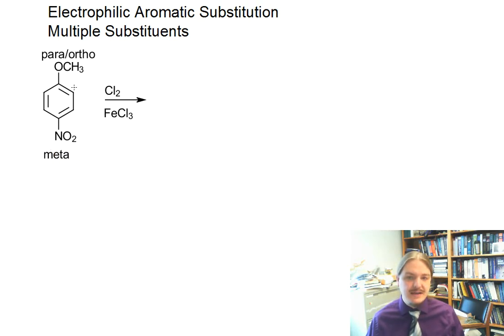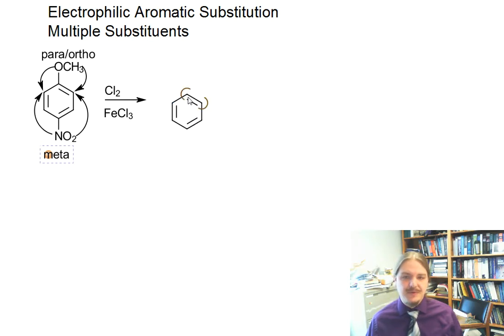And what that means is that our methoxy group is directing ortho. I'm going to draw some arrows to the two ortho positions. And it would direct para, but the nitro group is already there. The nitro group directs meta, which happens to be the same two positions that the methoxy group is directing to. And so this is a thing that happens.